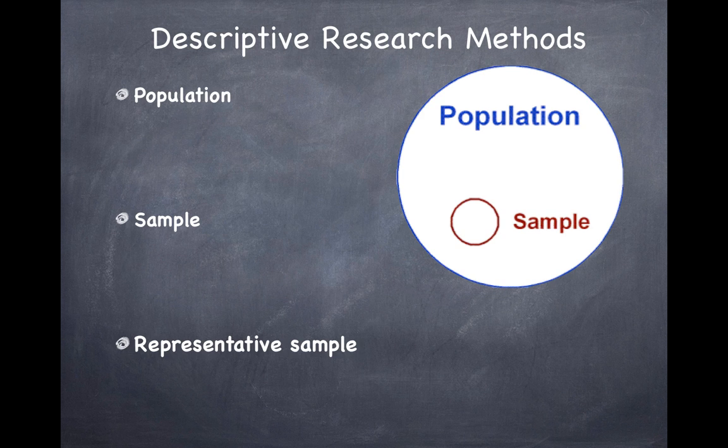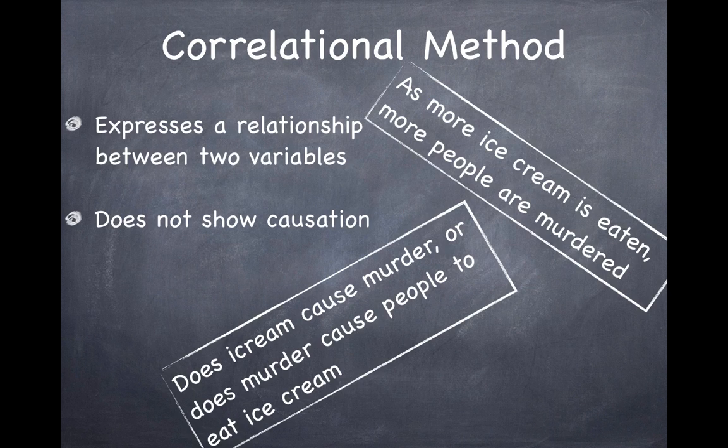Now, there is another method of research. It's called correlational. And I'm going to try to go through this as carefully as I can. This is sometimes a little difficult to understand. Correlational expresses the relationship between two variables. It doesn't show cause and effect. You don't say that this is caused by that in a correlational method.